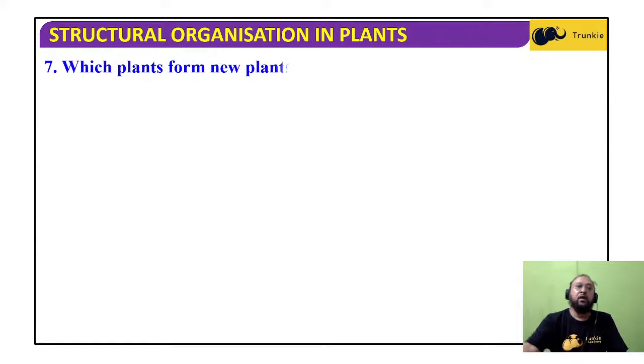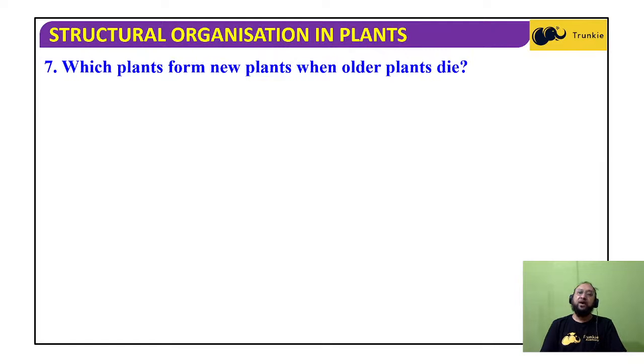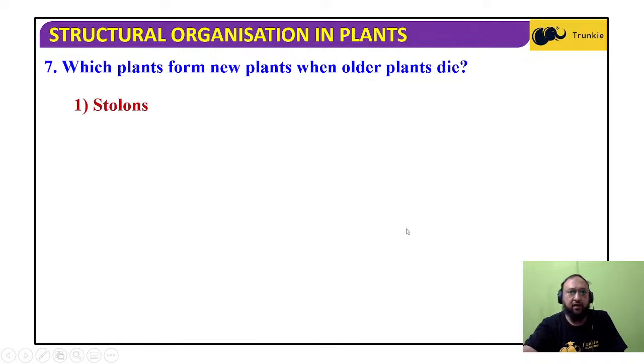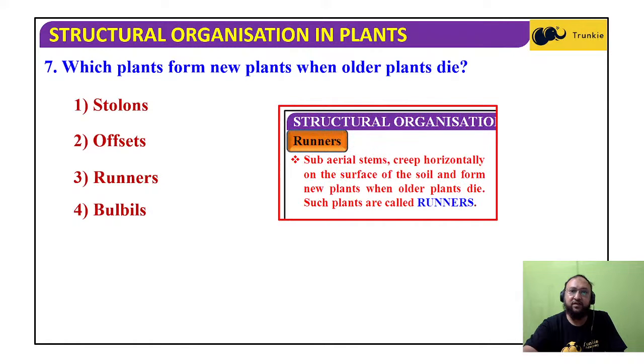Now, which plants form new plants when older plants die? This is very important, very interesting. Is it stolon, offset, runner, or bulbil? It is the runner, as I told you, because subaerial stems creep horizontally on the surface. They grow in different directions and form new plants. When older plants die, new plants will form from the runners which have grown horizontally.